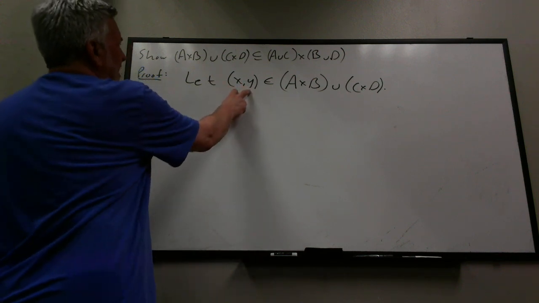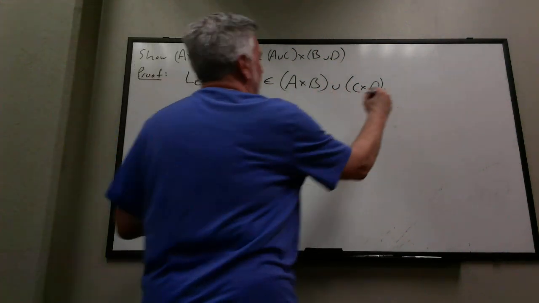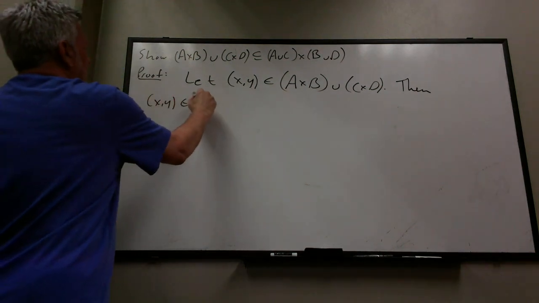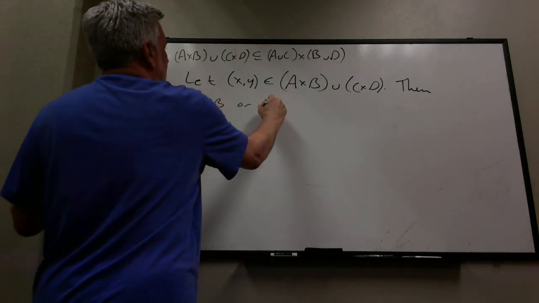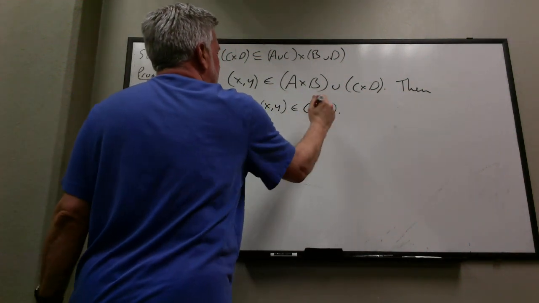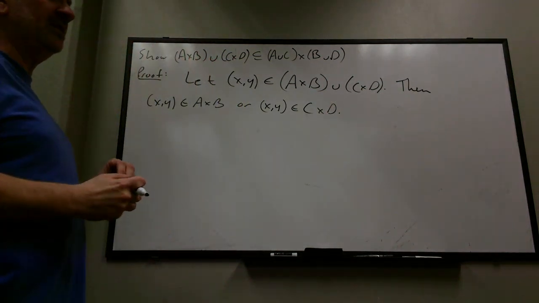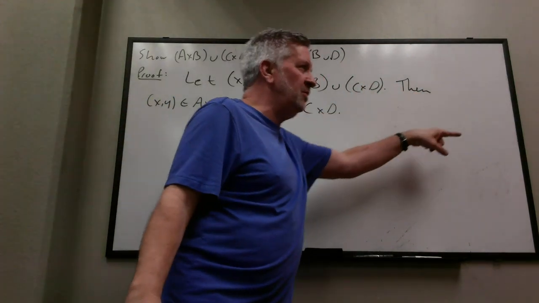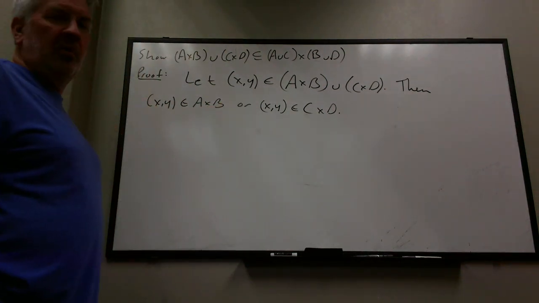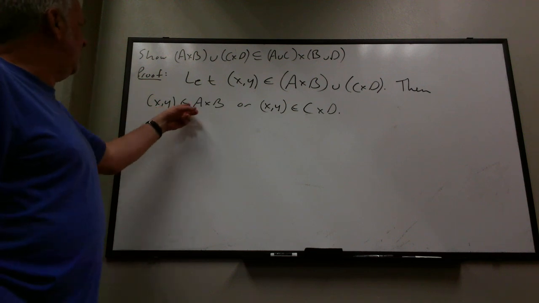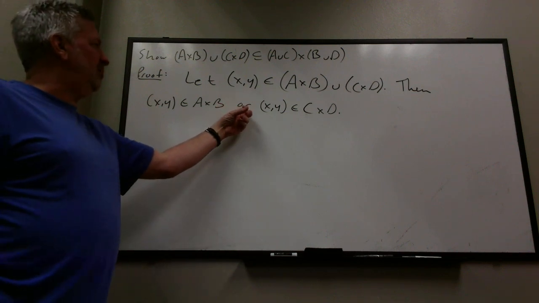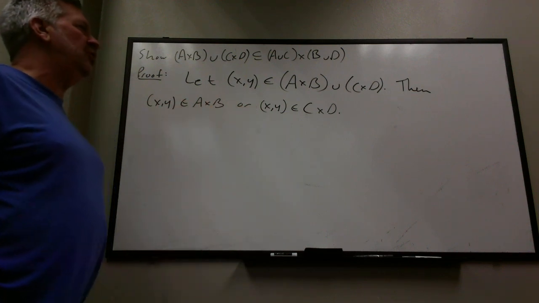What does it mean for (x, y) to be in this union? Then that means (x, y) is in A cross B, or (x, y) is an element of C cross D. Okay, that's just the definition of union. Again, if you feel like the reader needs to hear that, you could say, by the definition of union, we get (x, y) is in A cross B, or (x, y) is in C cross D. And now, what do you think we're going to do next? We have an or statement. We don't know which one applies, so we have to go into cases.